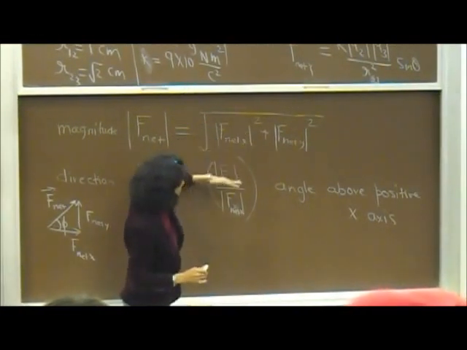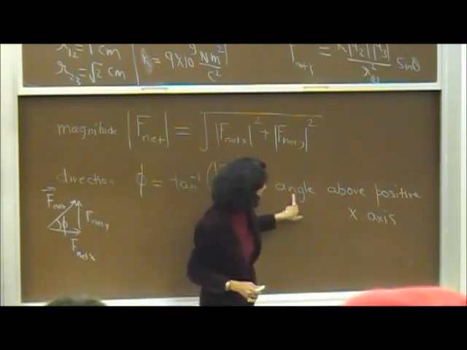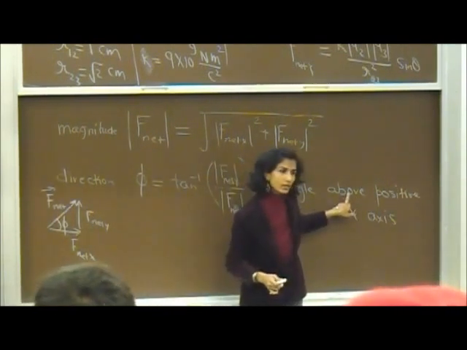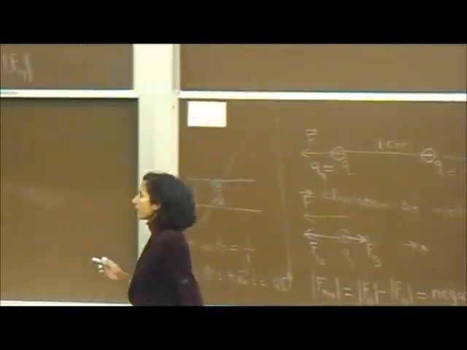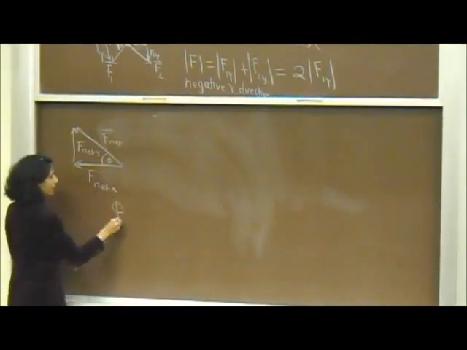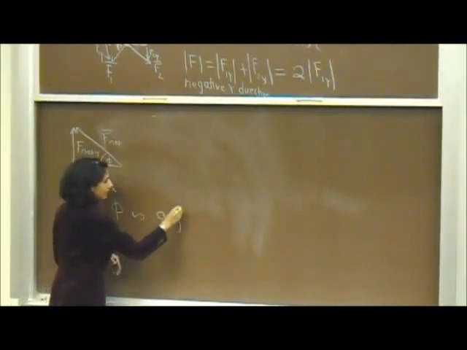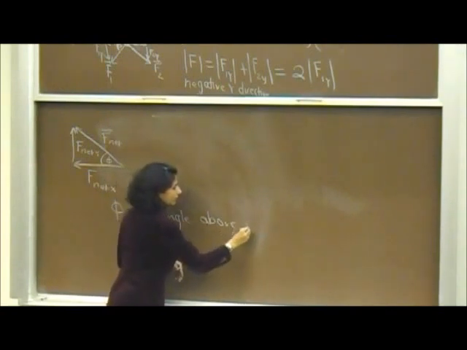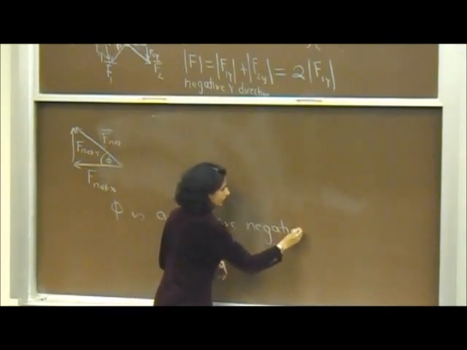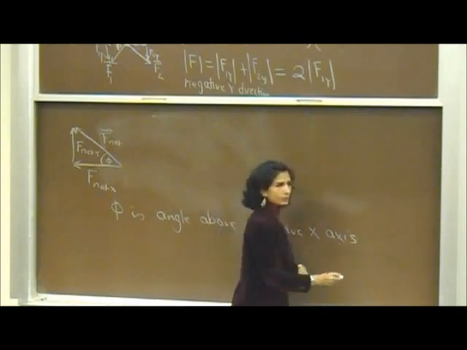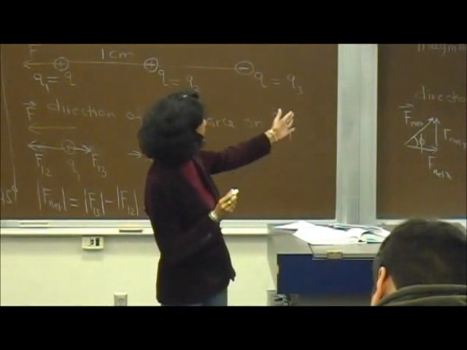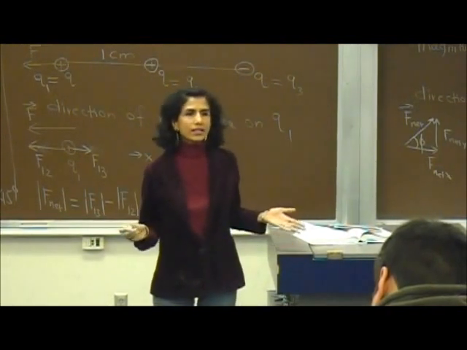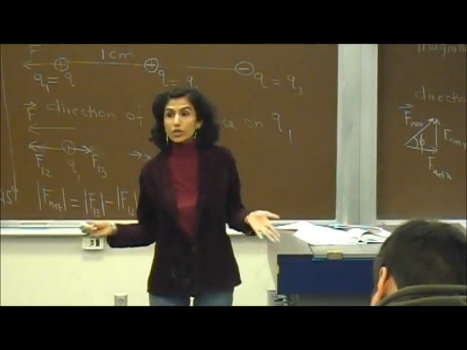All of these calculations that we did right here, this is the angle above what? Negative x-axis. So all the calculation will carry through, except you will say, why is the angle above? Right? So you should be very clear about what you're talking about, because the TA will have no way of telling otherwise which angle phi you're talking about.